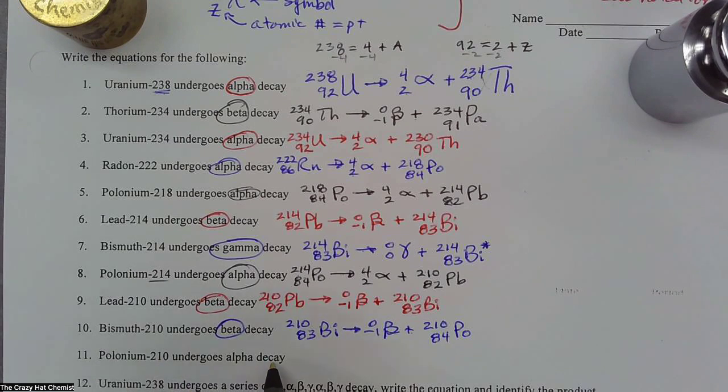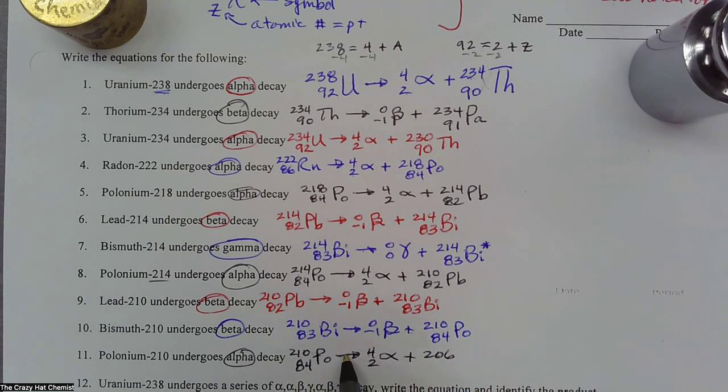polonium-210 undergoes alpha decay. So we have polonium, that's 210, and that's element 84. It's going to undergo alpha decay. That's a 4 and a 2. That's alpha decay for that alpha symbol. So now I have 210 is equal to 4 plus what number? I'm going to subtract 4 on both sides, and I'm going to get 206.